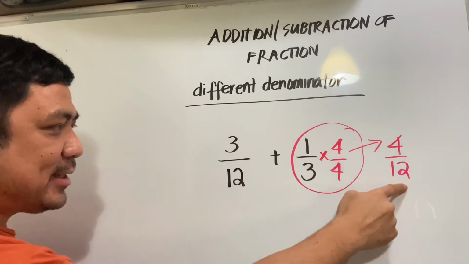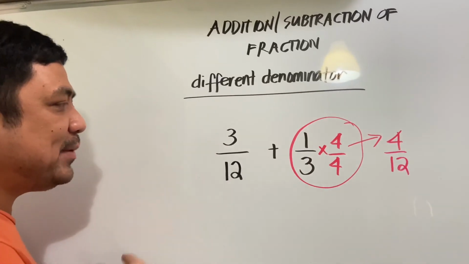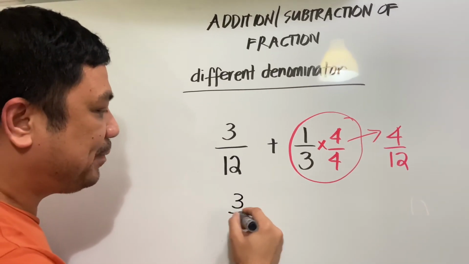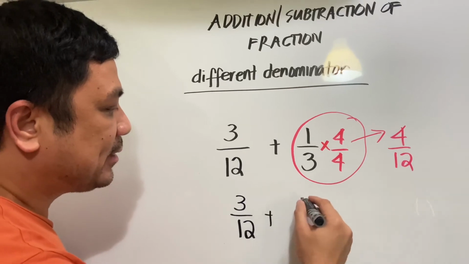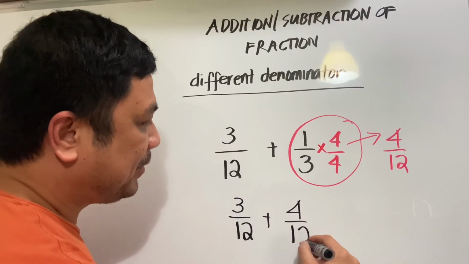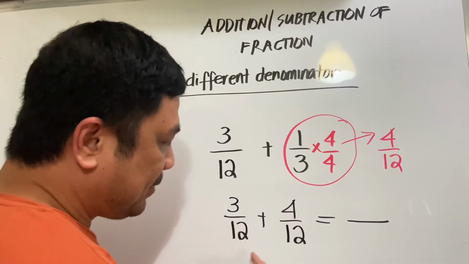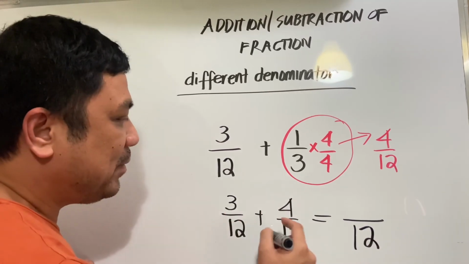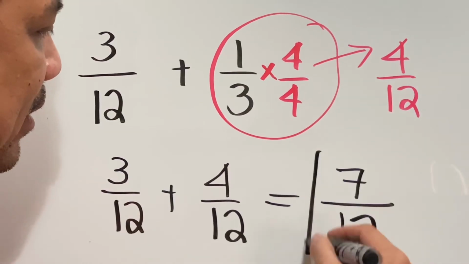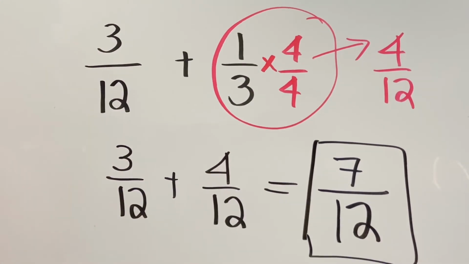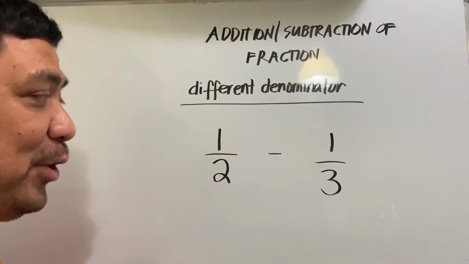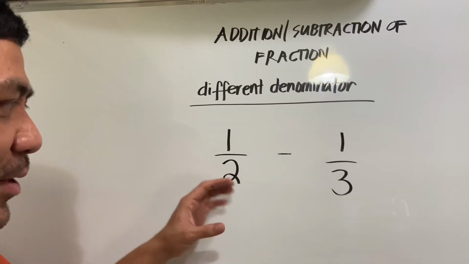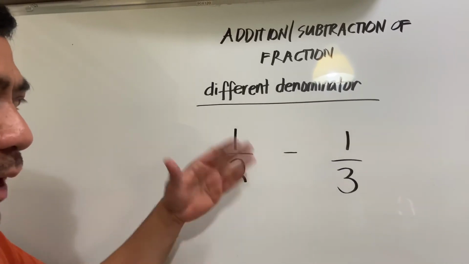So in this case, it's easier. They have the same denominator. So 3/12 plus 4/12. Same denominator, copy the denominator, and add their numerators, which is 7/12. Okay, so here, if you don't want to get the least common denominator, we will apply what we used before.